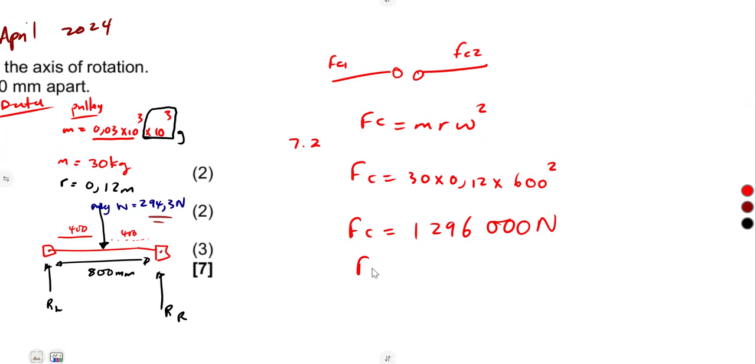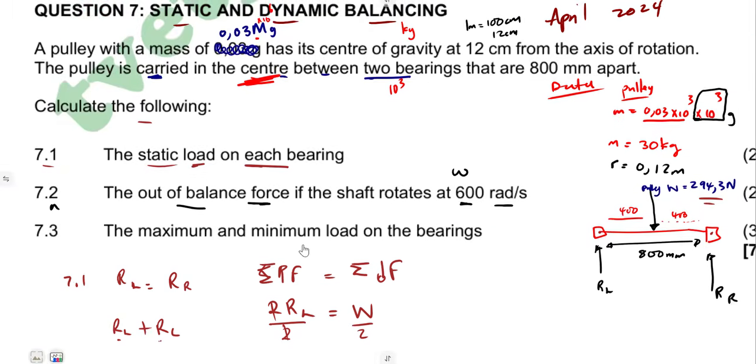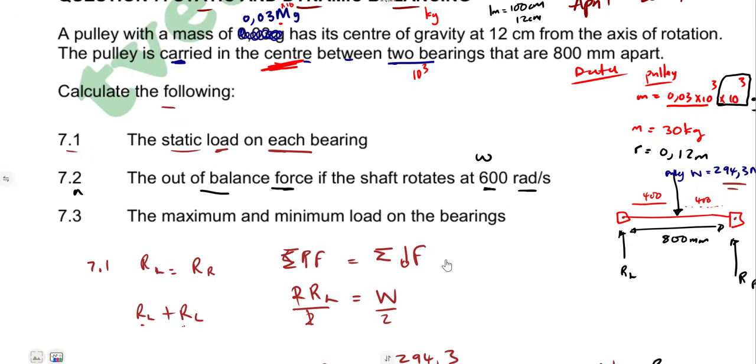All right. Anyways, let us convert to kilonewton. That's going to be 1296 kilonewton at least. We can work with this one. So this is our out of balance force.